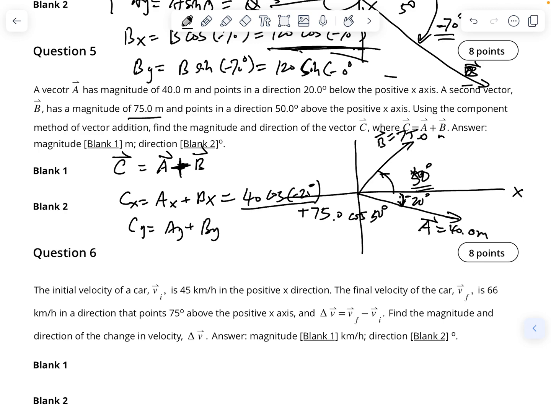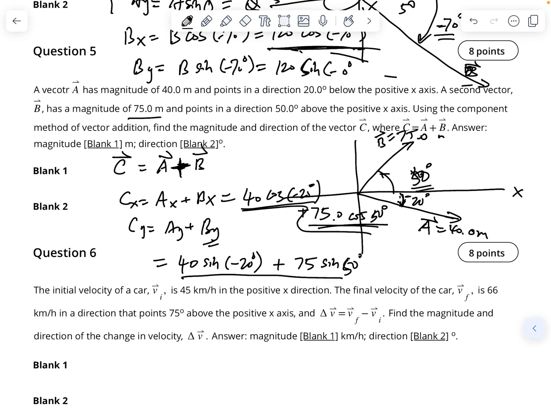You see, you just find the components and put them together. Cy equal to Ay plus By. Ay is 40 sine negative 20, right? And By is 75 sine 50. Okay, this is Cy. This is Cx, Cy. And you just make the calculation.